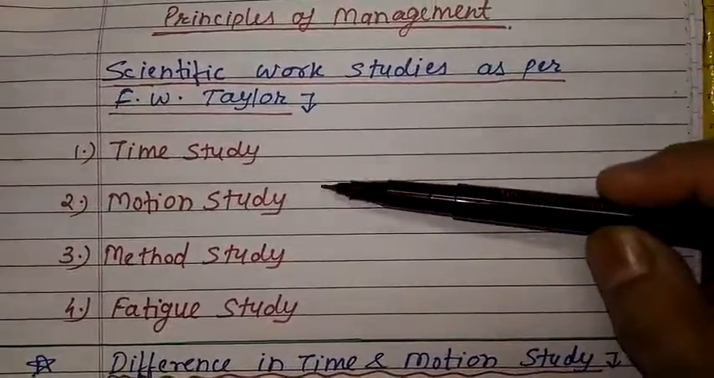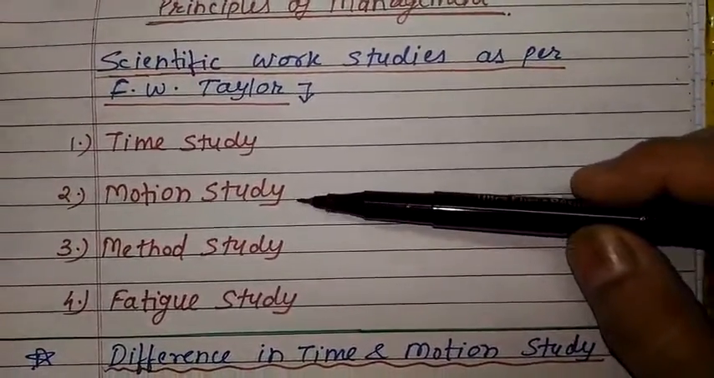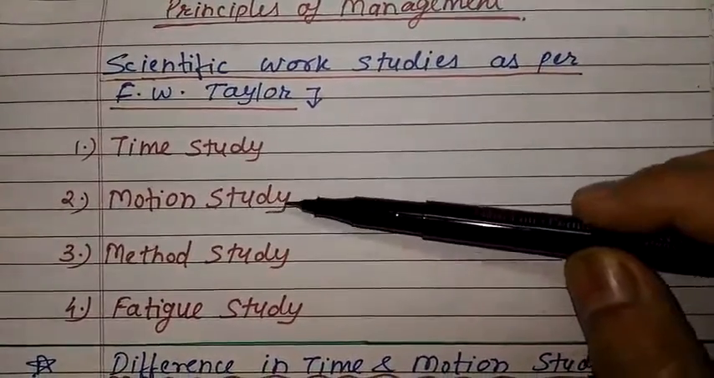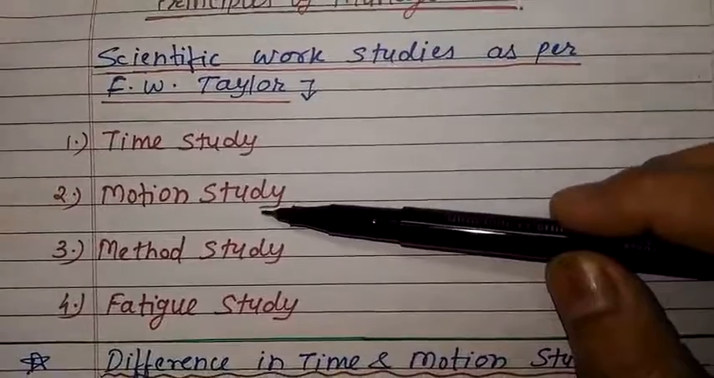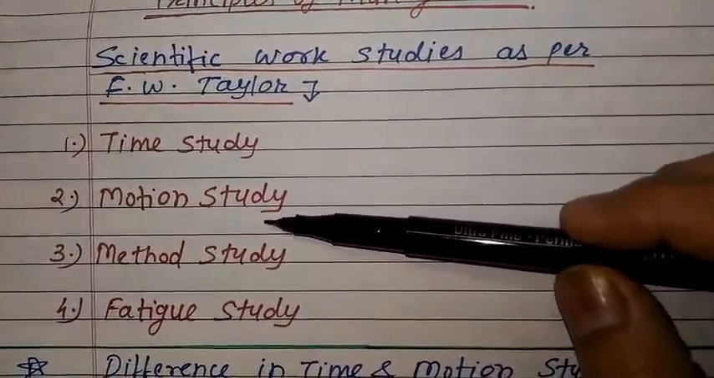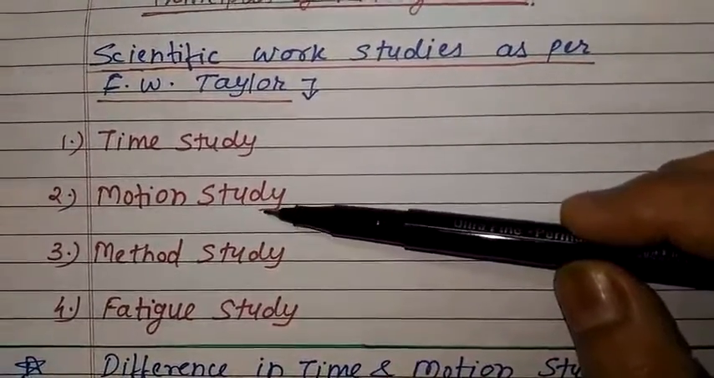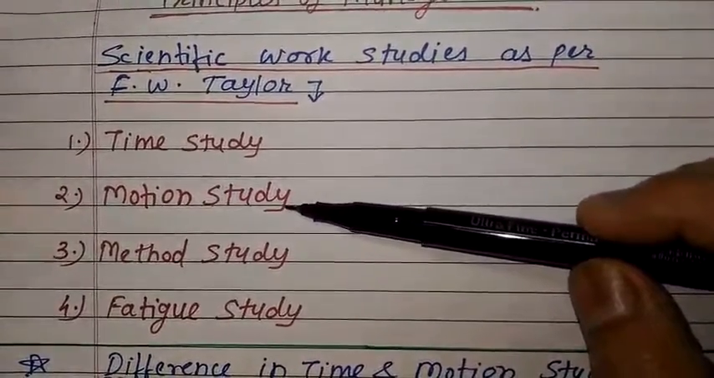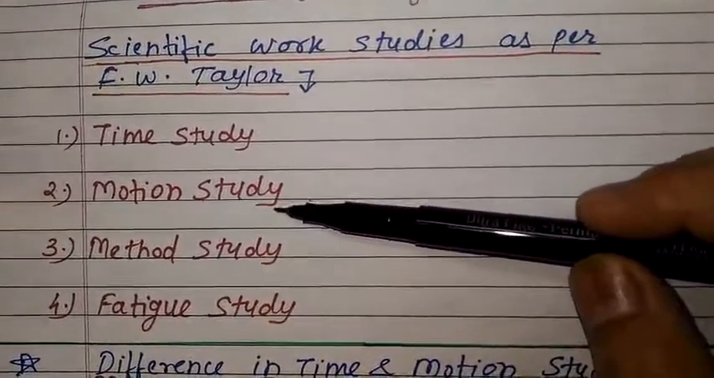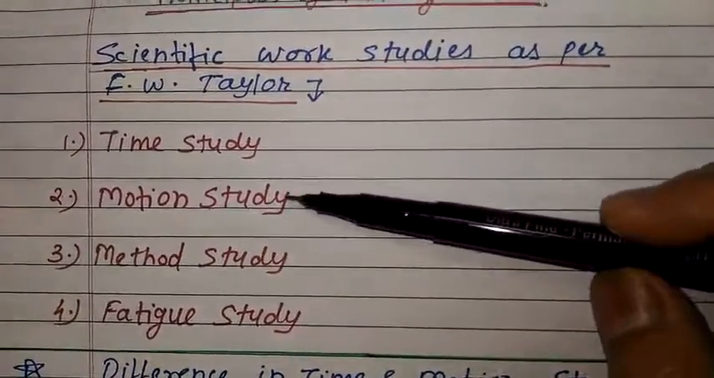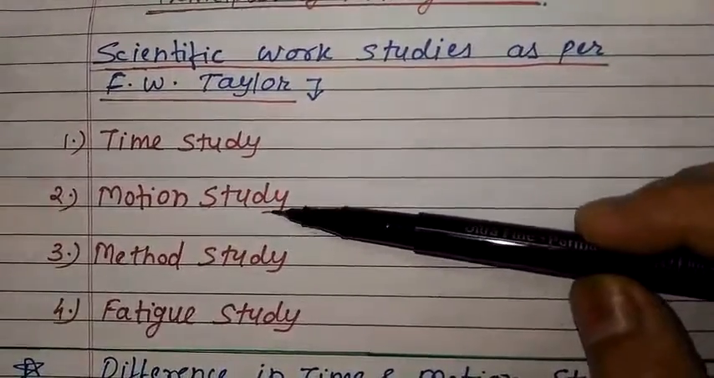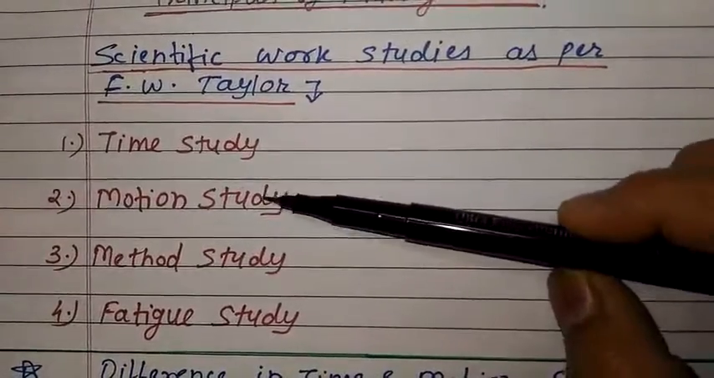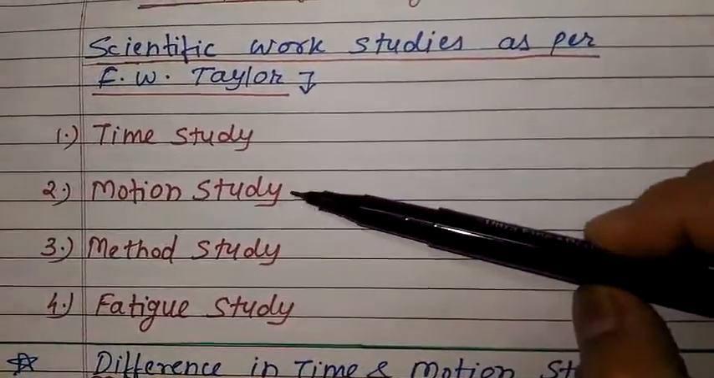Now the second one is motion study. Motion study is the study of movements made by a worker at any job or task. In this, the ideal movements are determined, that is, what movements should be made by any worker in performing any job so that he performs the work easily and without any problem. He can comfortably fulfill his job by using the ideal movements on a work. This is called motion study.